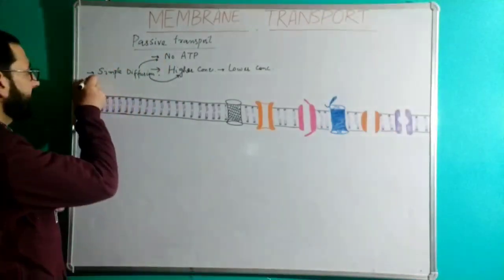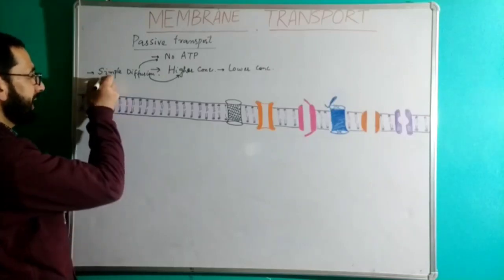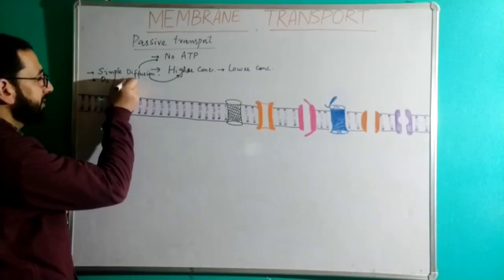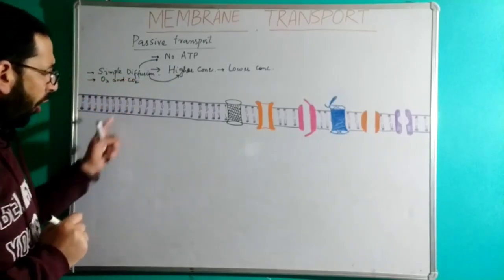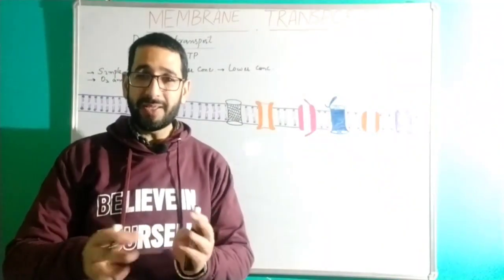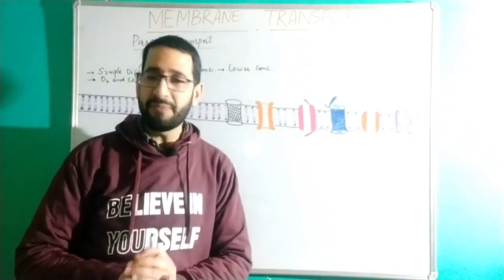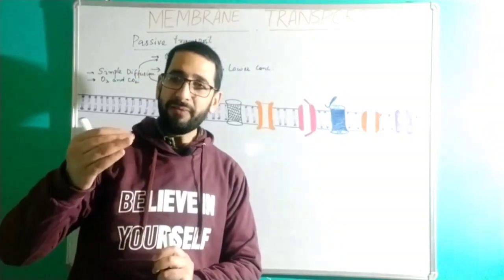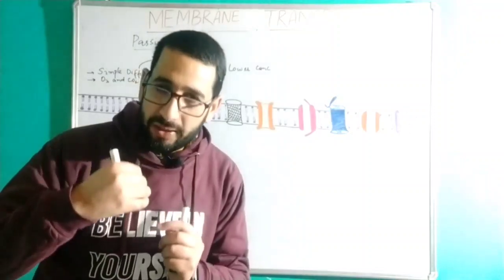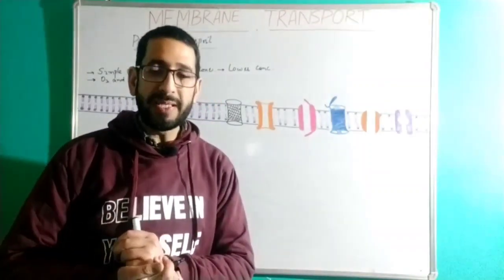So the first thing which is actually being transported by means of this simple diffusion is respiratory gases, and that is going to be oxygen and carbon dioxide. Now suppose all the cells of our body need oxygen and nutrients, and they need oxygen to perform various metabolic processes. When we are inhaling, that oxygen goes into our lungs, and from the lungs it goes into the blood, and through the blood it is transported to all the cells of the body.